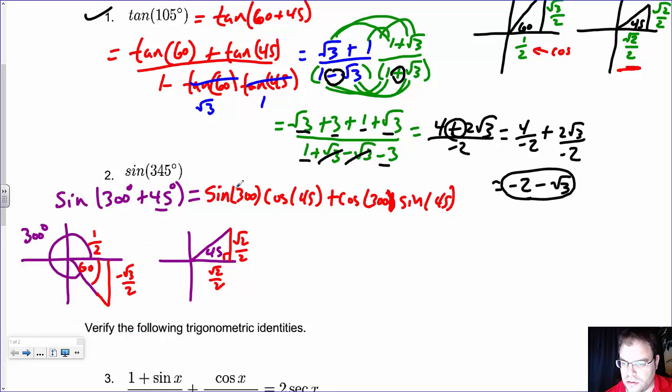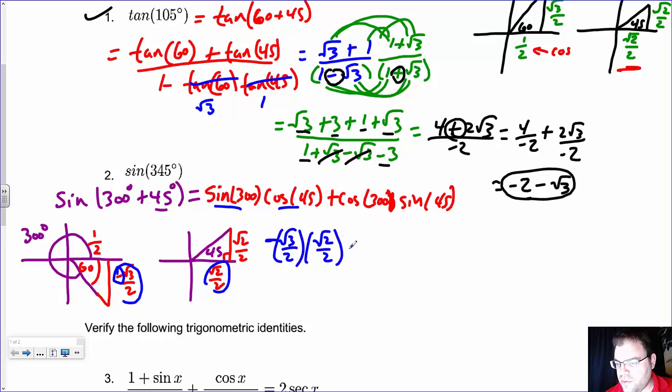And let's just figure this out. So the sine of 300 right here is going to be this y value, which is negative root 3 over 2. I need to emphasize that's a negative root 3 over 2. That's a negative value. Very important that you don't forget that, because it'll be wrong if you do. The cosine of 45 is this x value, which is root 2 over 2. Cosine of 300, this is going to be a half. And the sine of 45 is root 2 over 2.